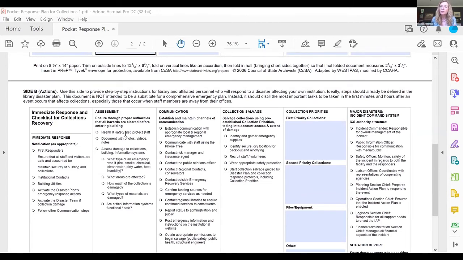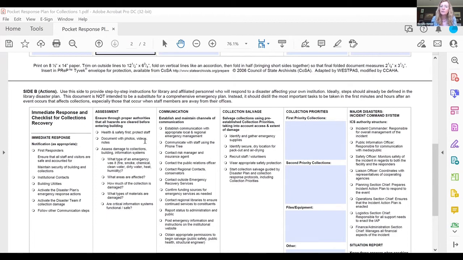So your assessment, the first thing is to assess the situation. So you first make sure everybody's safe, you notify who you have to, and then you look to see what it is, what's happened, how severe is it. Protect your staff, and then you've got to document things. You've got to take photos, videos, make notes of the situation. You've got to assess the damage.